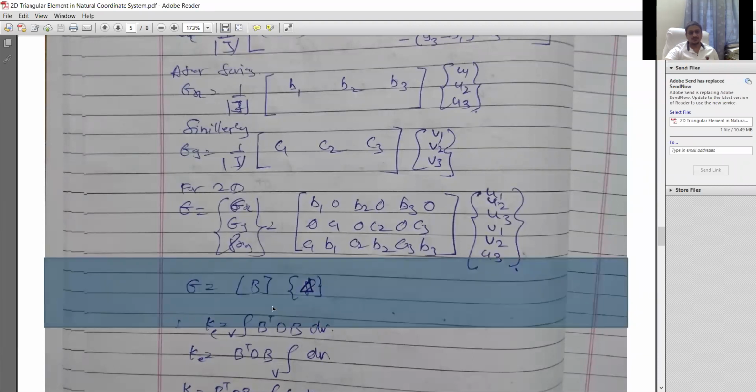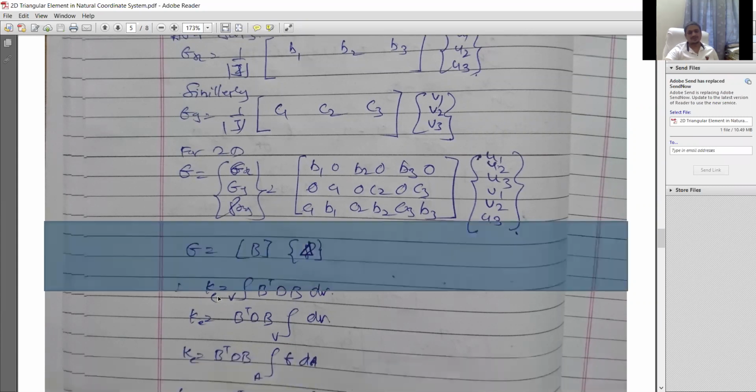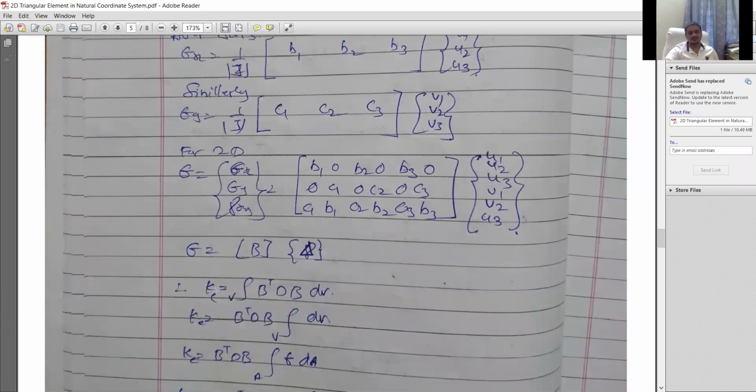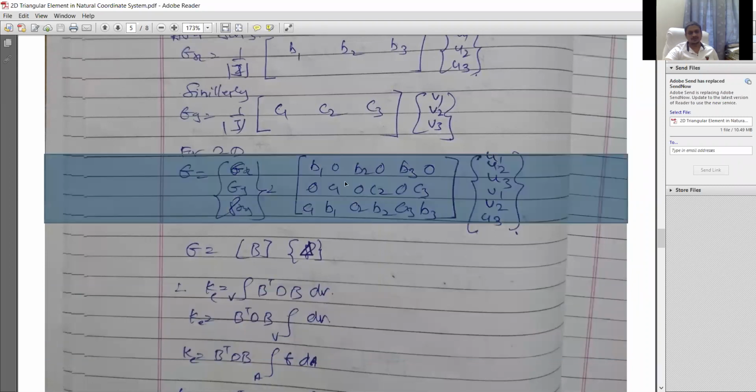So now let us calculate the stiffness matrix. The elemental stiffness matrix K is nothing but integration over the volume of B transpose into D into B dV. So here B transpose, D and B are all constant values. If you see the B matrix, this is your B matrix. Your B matrix is nothing but the so-called constant values B1, B2, B3, C1, C2, C3. All those values are constant.